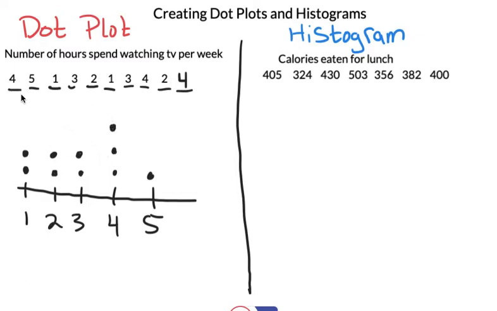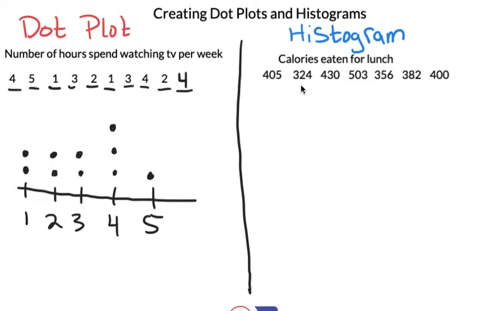The other thing to double check is we can count how many numbers we have. That should match up with how many dots we drew for our dot plot. So 1, 2, 3, 4, 5, 6, 7, 8, 9, 10. And we have 1, 2, 3, 4, 5, 6, 7, 8, 9, 10. So that's how to draw a dot plot.